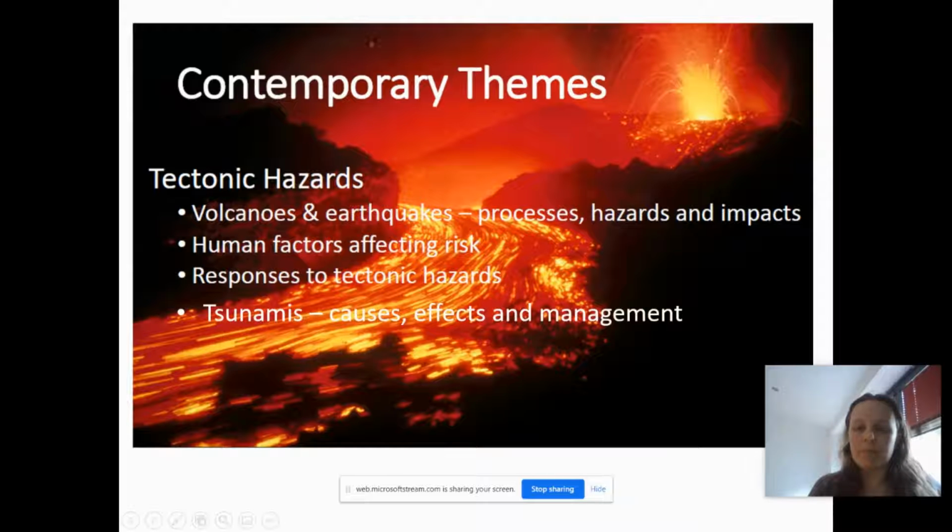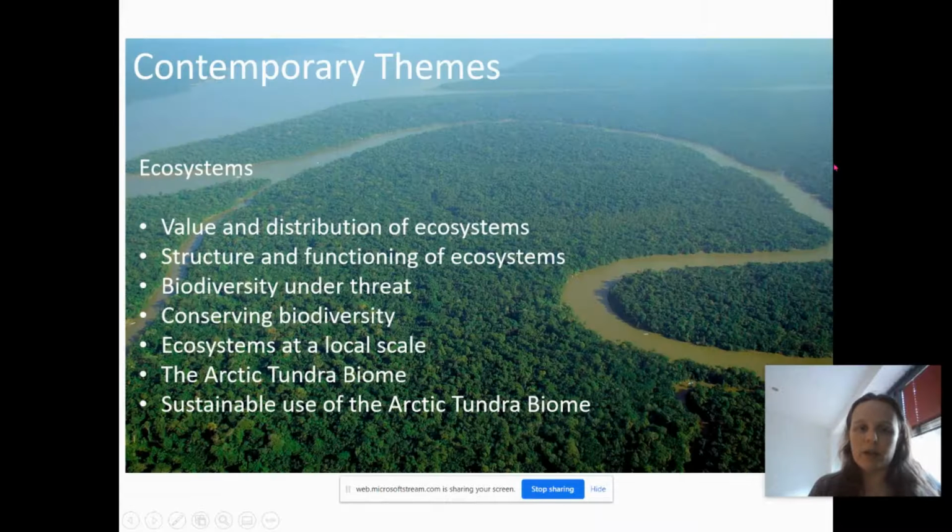The second section that we look at in contemporary themes is ecosystems. This involves looking at how valuable ecosystems are to us as human beings and how they're distributed across the planet. We look at the structure of ecosystems and how they work, including things like the carbon cycle. We then move on to looking at biodiversity and how it's under threat worldwide by human actions and how that could be conserved and changed.